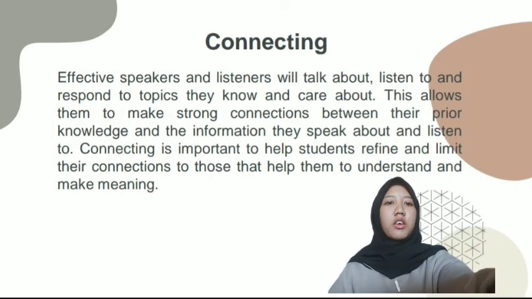Okay, next is connecting. Effective speakers and listeners will talk about, listen to, and respond to topics they know and care about. This allows them to make strong connections between their prior knowledge and the information they speak about and listen to. Connection is important to help students refine and limit their connections to those that help them to understand and make meaning. Modeling connections to students and discussing them helps students learn how making relevant connections leads to understanding.